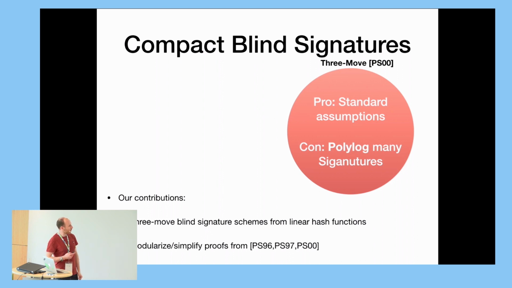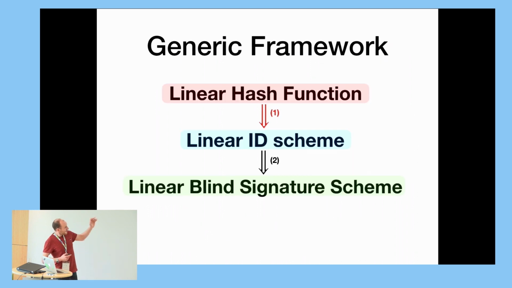Okay, so this is the roadmap. So to do this, we give this generic framework, which I've sketched out here, okay? And it has two steps. I'm going to explain the first one first. And basically, it's going to show how we go from a linear hash function, which I'm now going to define, to a linear identification scheme. And the second step shows how to go from a linear ID scheme to a linear blind signature scheme.